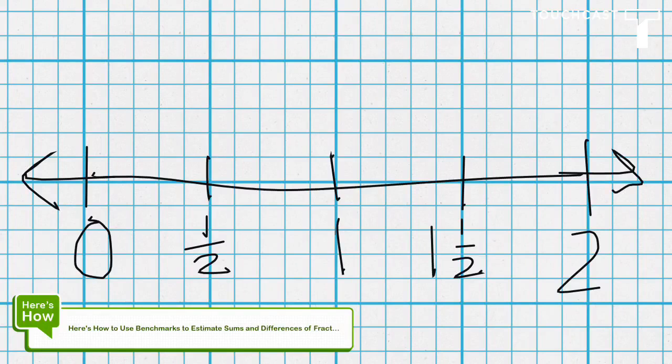So now we're going to use this number line and our benchmark fractions and numbers to estimate sums and differences of fractions. That means we're going to be adding and subtracting fractions. But you're thinking about kind of about what the numbers are, since you know a lot about these benchmarks, and they're easy for you to use. Here's your first problem.